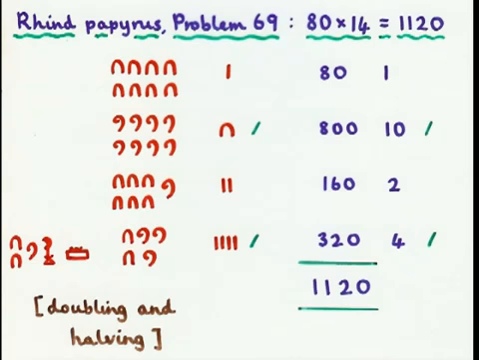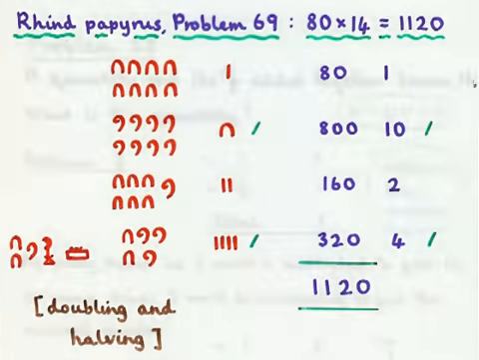You then return to your 80 and double it to get 160. As I say, they knew how to double, and then you double it again to give 320. And now you're multiplying 80 by 14, so if you add the rows corresponding to 10 and 4, then you get the answer. It's this plus this, which is just this, which is 1120.